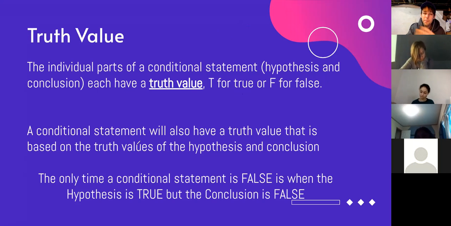So we need to be able to identify whether the hypothesis is true and whether the conclusion is true, or whether they're false, or what their values are, because we decide whether an entire conditional statement is true or false based on the hypothesis and conclusion. So what we have here is a conditional statement will only be false if the hypothesis is true, but the conclusion is false. This is what we're going to call a counterexample.